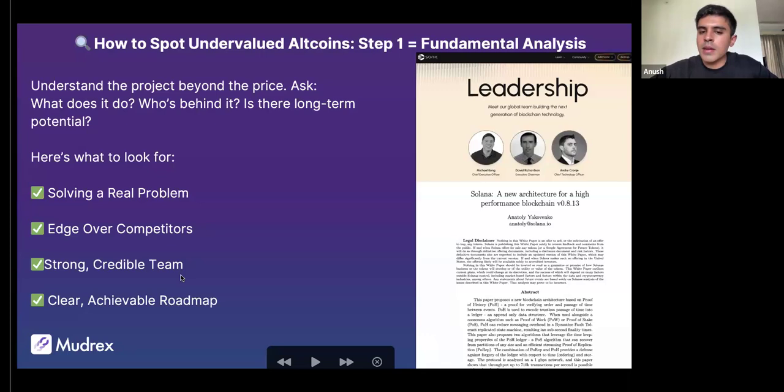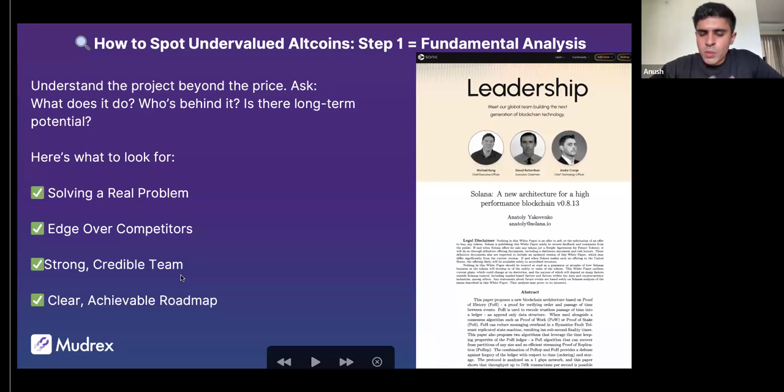What you want to see is a clear and realistic roadmap. Some projects throw around big promises like "we're going to revolutionize gaming" or "we're building the next Ethereum." But when you look closer, they don't have much built, or the goals they list are super vague and far off, right? Now, where can you find this information?